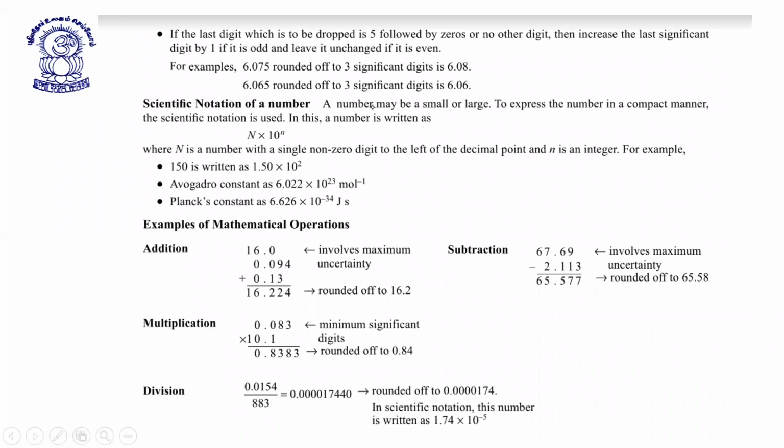Yes, you can see here, addition, examples of mathematical operation. Addition, you can see. So 16.0, 0.094, 0.13. You are supposed to add these three numbers. So in significant figures, how to add this? This type of questions you'll definitely get in the objective exams, competitive exams. So 16.0, 0.094, 0.13. If you add them directly, you'll get 16.224.